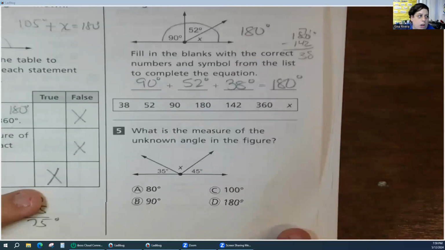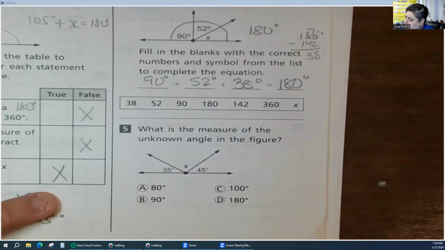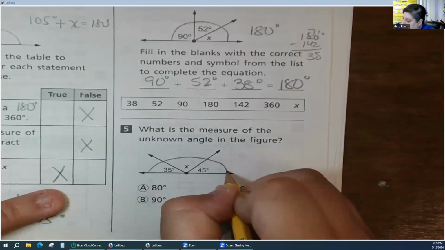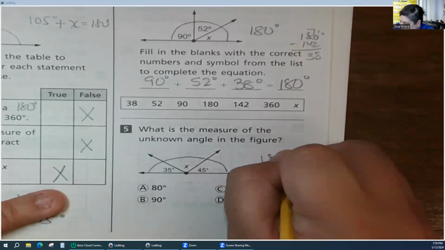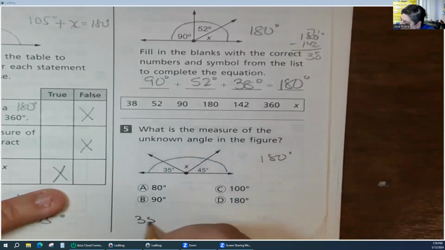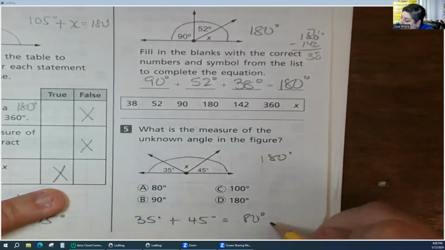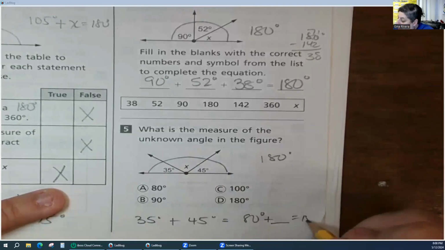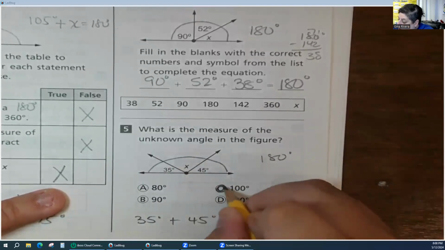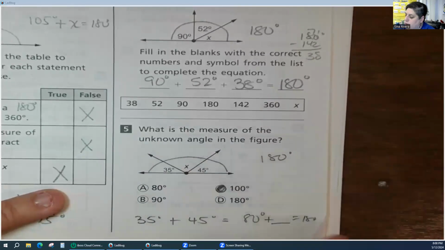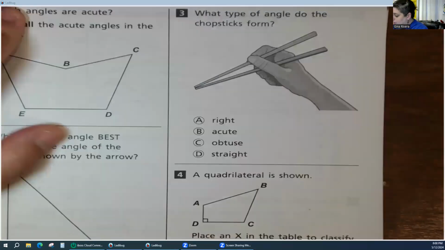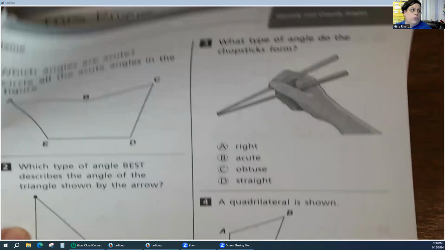Number 5, last one on this page, and then we only have one more page. You're almost done. All three of these together are going to measure 180 degrees, as you know. So we add the ones we do know, 35 plus 45. That would give me 80 degrees. So how many to get from 80 to 180? 100 degrees. Very, very nice. Okay. Pages for homework. Therefore, this is the last one I have left. You are doing so good.